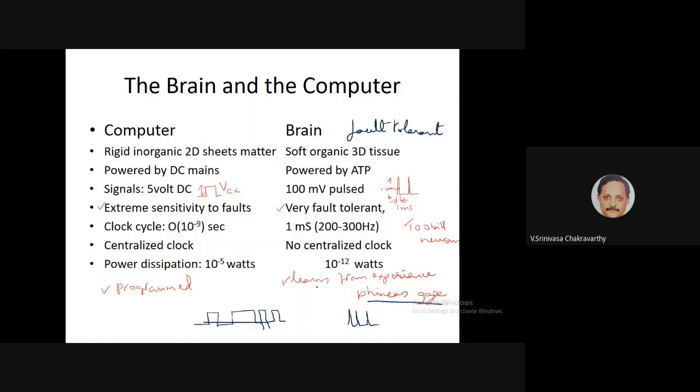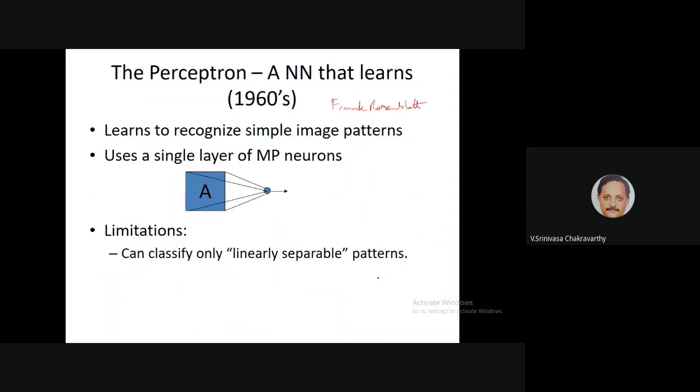And most importantly, it learns from experience. It's self-learning, whereas a computer has to be taught. So there are some fundamental differences. Keeping this in view, people drop the analogy between computer and brain and drop the logic gate story of neurons.